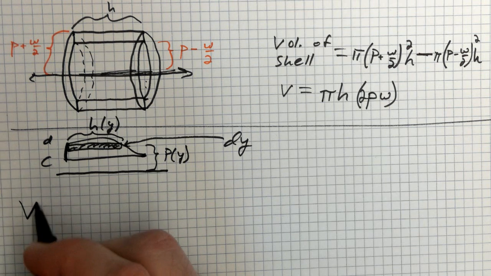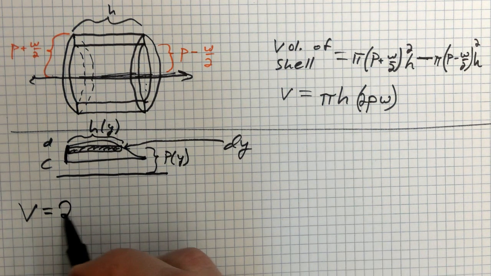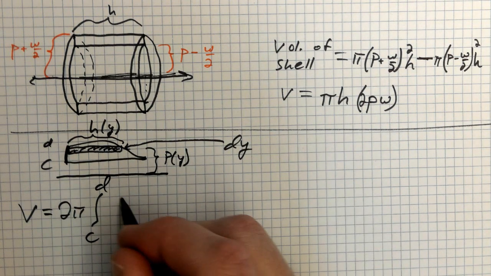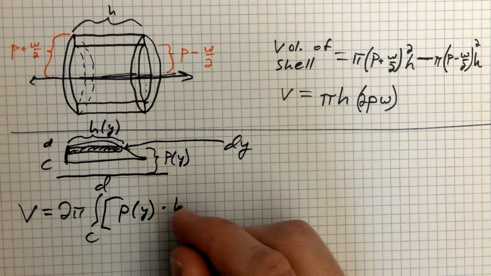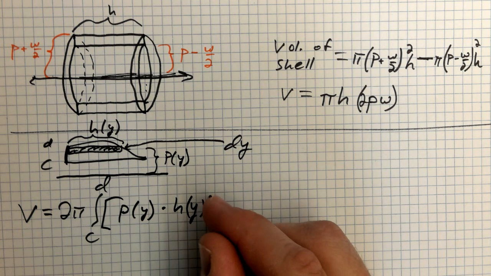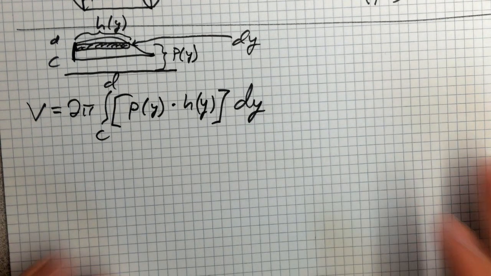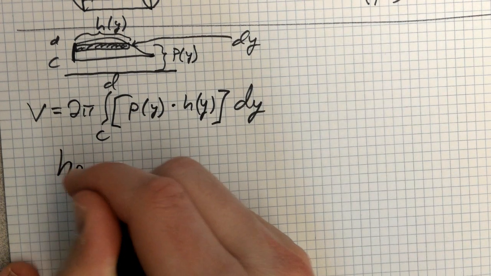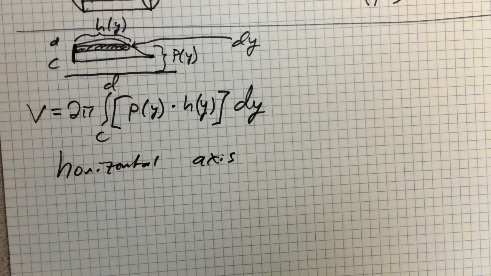So then our volume formula will end up being this. If we move this around a little bit, we take the 2 pi out in front, the integral from C to D, and then P of y times H of y dy. And so that formula is for a horizontal axis of revolution.